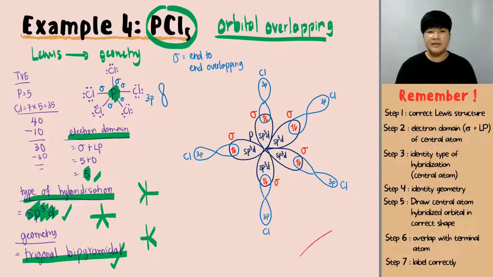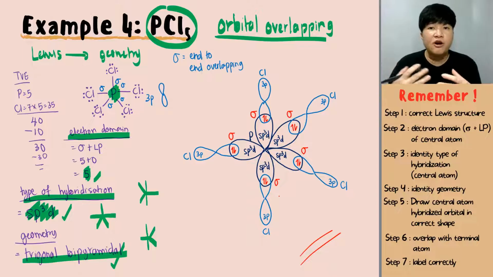And that is how your PCl5 looks in the orbital overlapping. Simple as that. So make sure you know the shape, make sure you can draw the shape, and make sure you label everything correctly. That's it. Okay, that's it. Very simple.